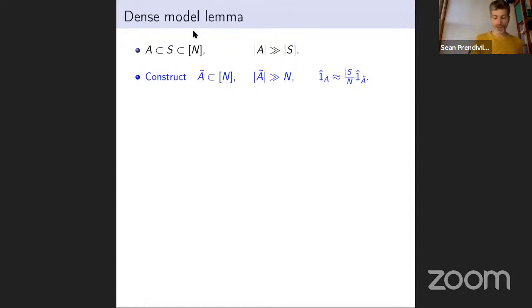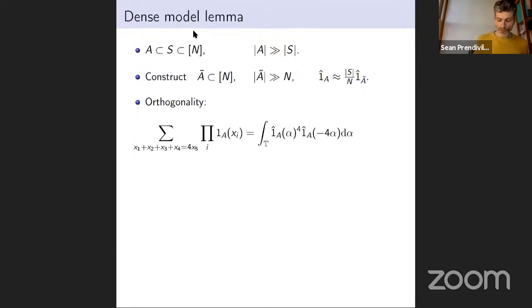So that's what we want to do. And why is that useful? Well, we know by orthogonality, the number of solutions to our equation in a set A, you can describe in terms of a Fourier integral, an integral of Fourier transforms. So the Fourier transform completely determines the number of solutions to an equation in your set. So if two Fourier transforms resemble each other pointwise, then their counts of solutions are going to resemble each other, one would hope. So this Fourier transform resembles the Fourier transform of our dense set with some scaling factor.